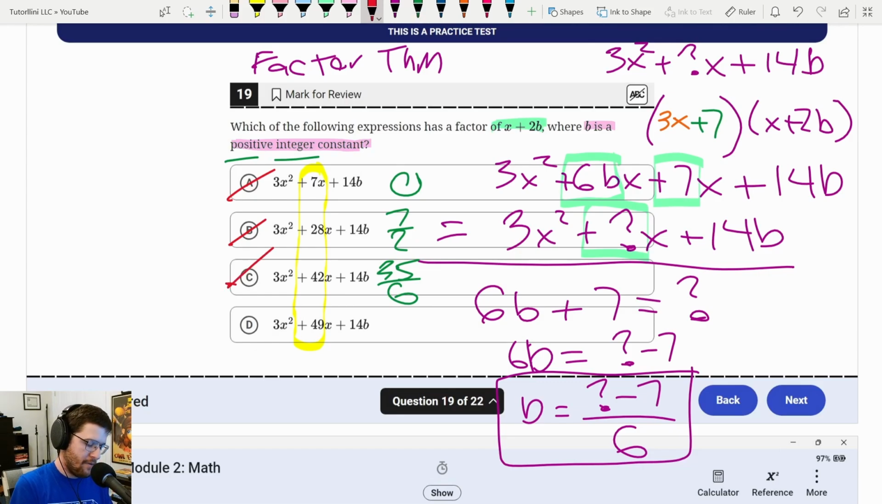So let's try 49 minus 7 divided by 6. That gives me 7, which comes out nice and evenly, no fraction or decimal after that. And that is a positive integer. So the answer is D.